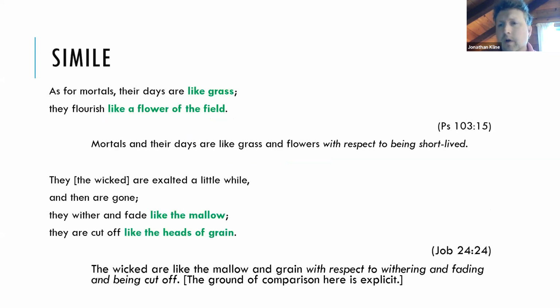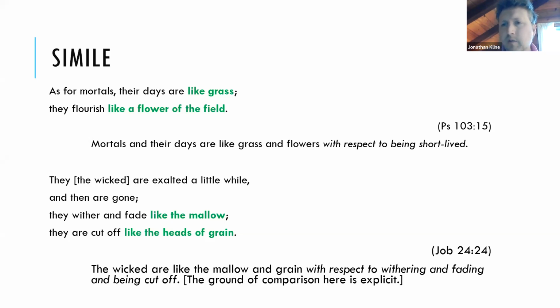Under the category of imagery fall simile and metaphor. And so with both simile and metaphor, thing A is compared to thing B with respect to thing C. People refer to thing C as the ground of comparison, which basically means you're saying thing A is like thing B in some way.